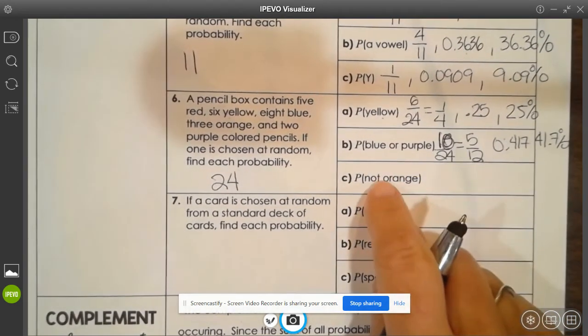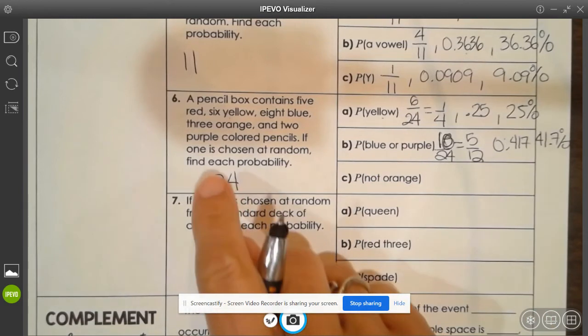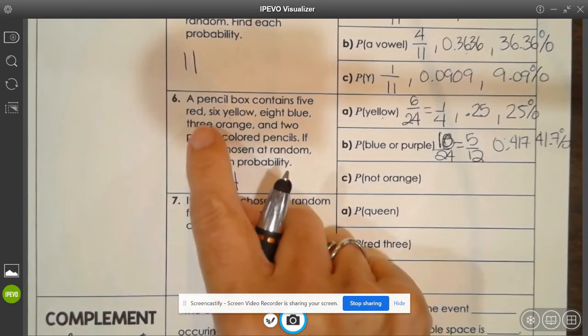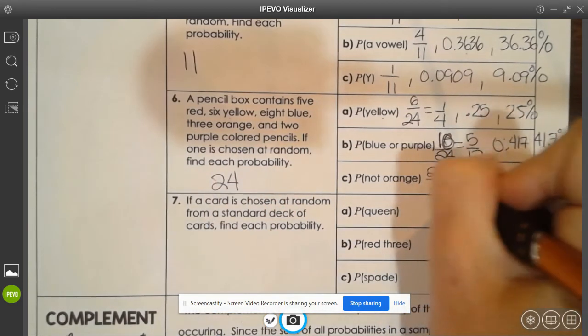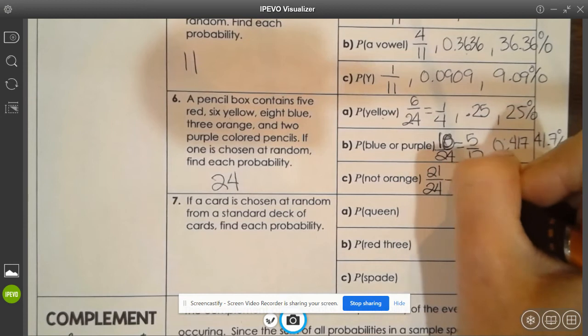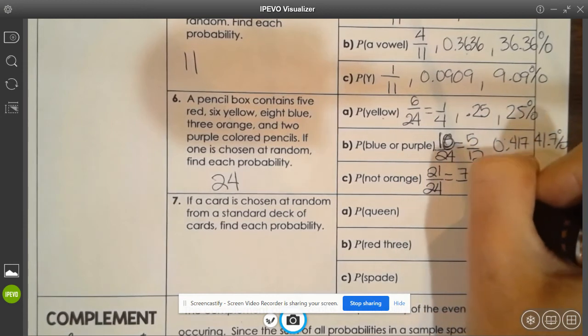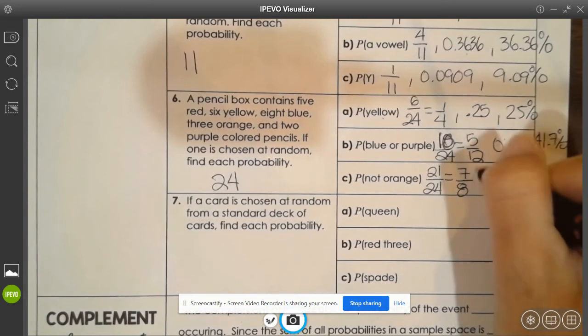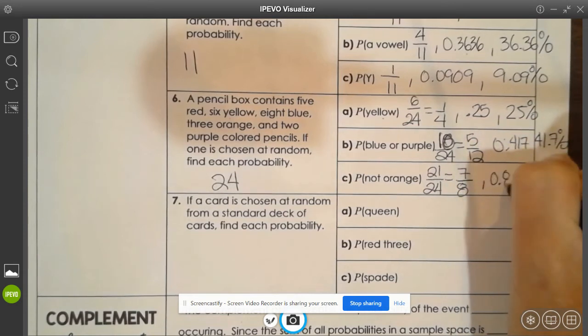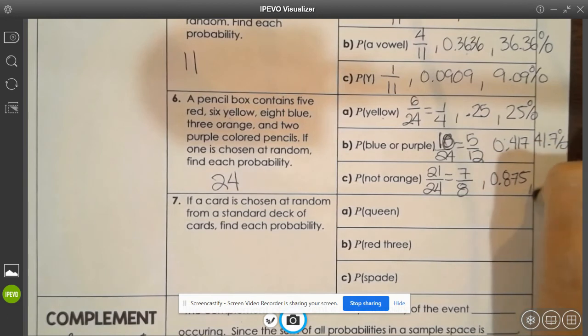Okay. What is the probability that we do not get an orange? Well, we have to subtract the orange from the total, right? So how many orange are there? We have 3 orange, and 24 minus 3, that's 21. 21 over 24, we divide by 3, that's 7 over 8. And then you divide that, that's 0.875, which is 87.5%.